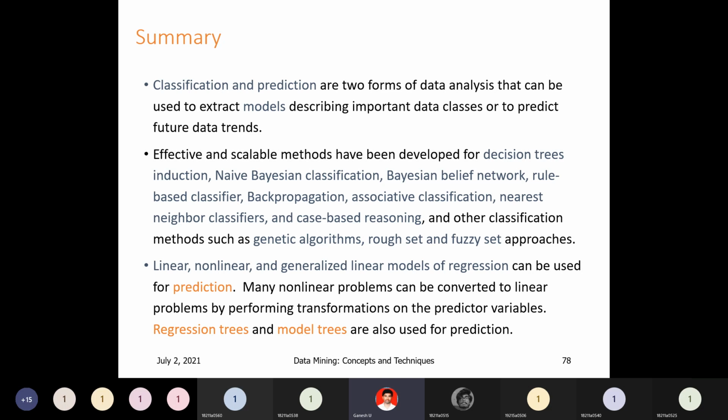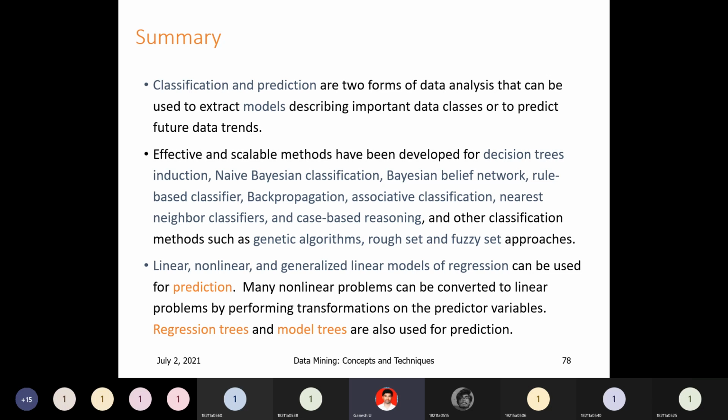Loan example we have seen: customer data, based on age, marital status, and credit risk, we are classifying whether the loan payment is risky or safe. That you are getting. That is the decision tree induction. Next, Naive Bayesian classification you have done.